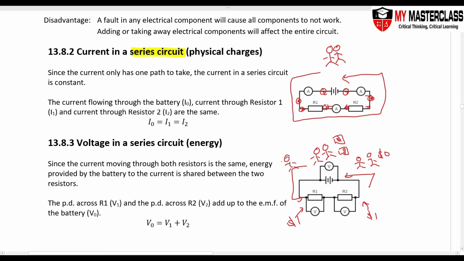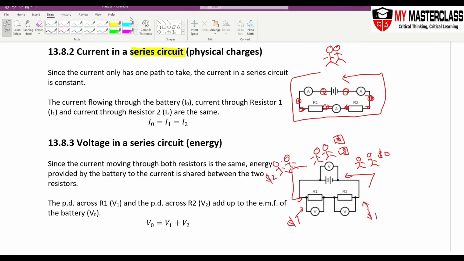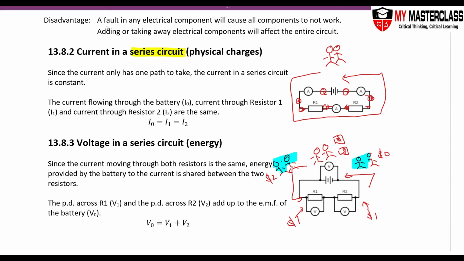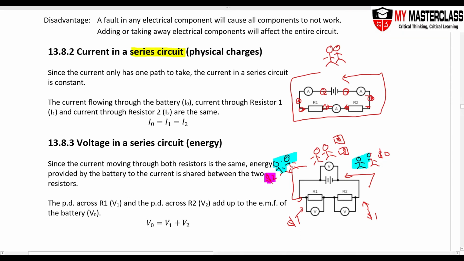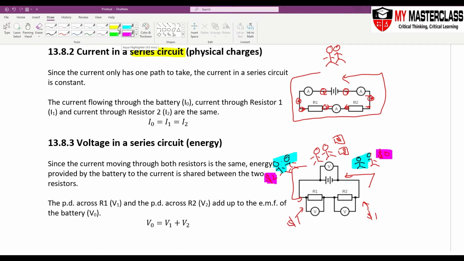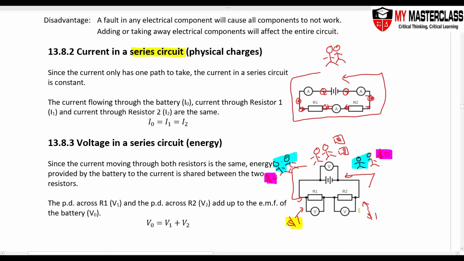Initially, you had the two people with $2, right? So the current is the same because you still have the same two people, but the voltage, the potential, is different because here you have $2 and here you have $0. Why do you have $2? Why do you have $0? It's because you spent your money, $1 here and $1 here, right?